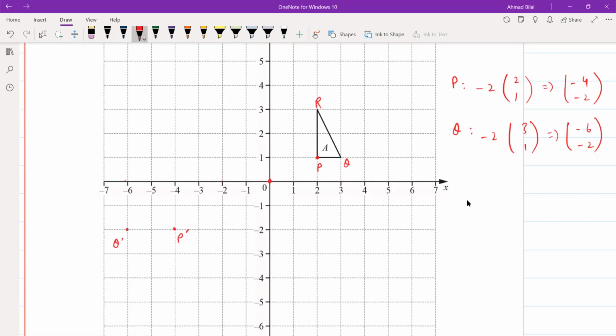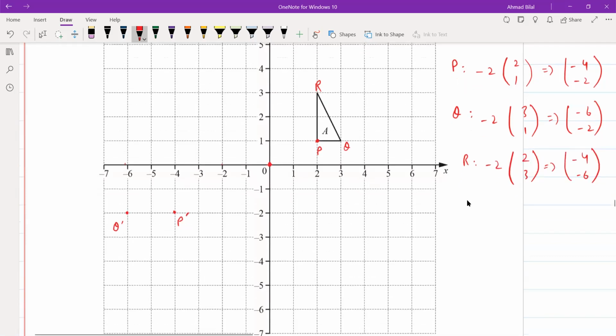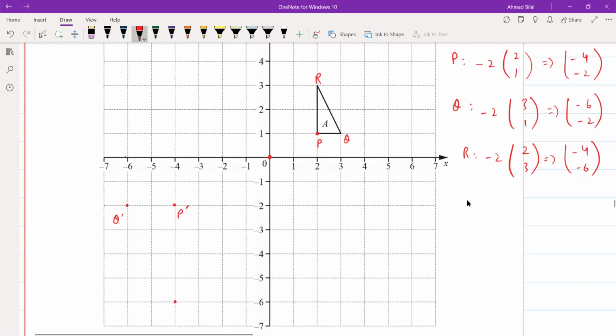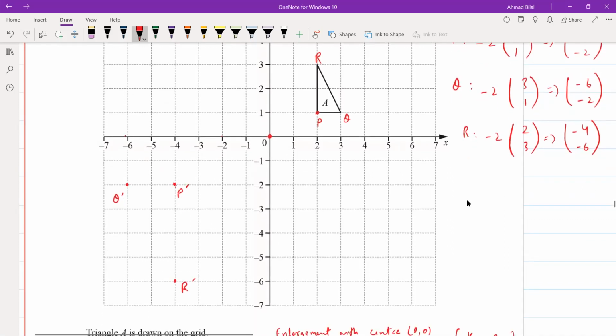And then you have R. R kya hai? R is from the center of enlargement. This is 2 units right and 3 units up. So minus 2 se multiply kiya. We get minus 4 and minus 6. So center of enlargement se 4 units left and 6 units down. That's going to be right here. This is your R dash. Okay, अब इनको join कर दें, and this will be your figure that you need there.